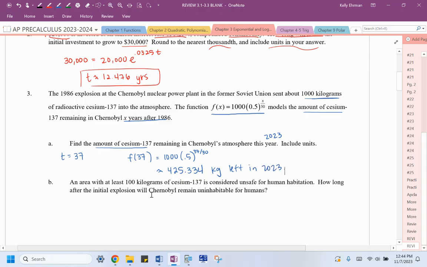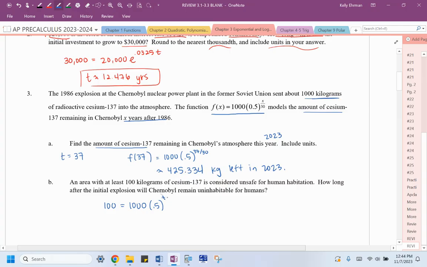An area with at least 100 kilograms of cesium-137 is considered unsafe for human habitation. How long after the initial explosion will Chernobyl remain uninhabitable for humans? So once it gets under 100, people could start going back. So we're looking to solve, let's just find out how long will it take to equal 100, and it would be any time after that.